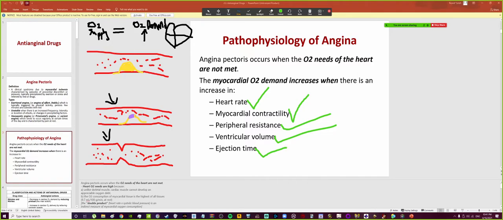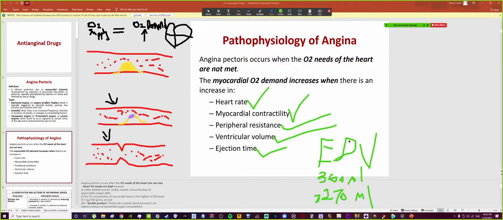Basically, when there's an increased amount of EDV, let's say 300 milliliters, it's going to need more energy in order to eject, let's say, 270 milliliters. The heart will need to consume even more oxygen. It will need to consume more ATP in order for what? To increase this ejection time so that it can eject all 270 milliliters of blood from the ventricle to the aorta.